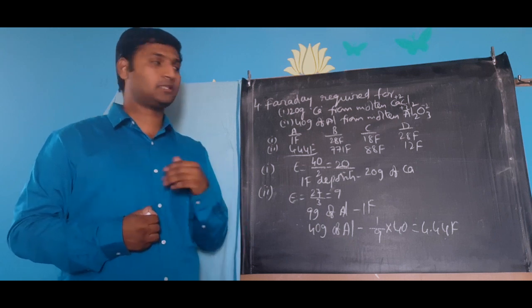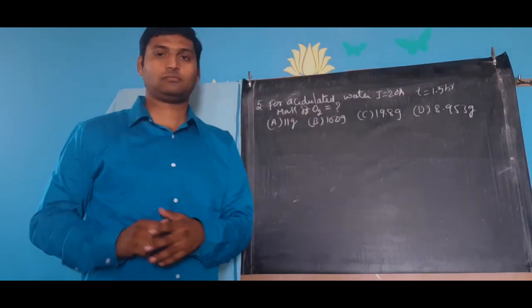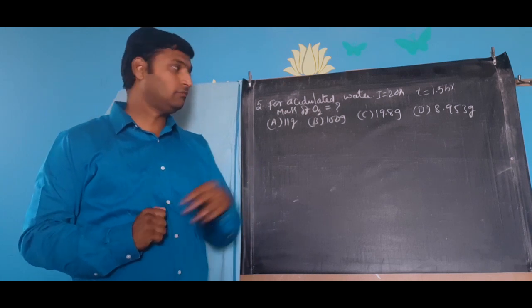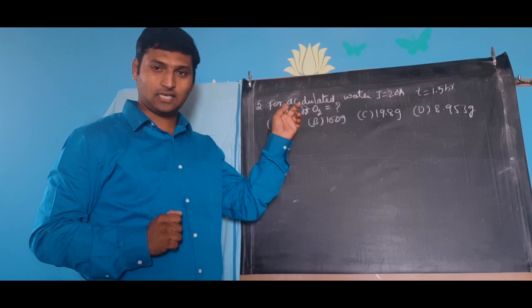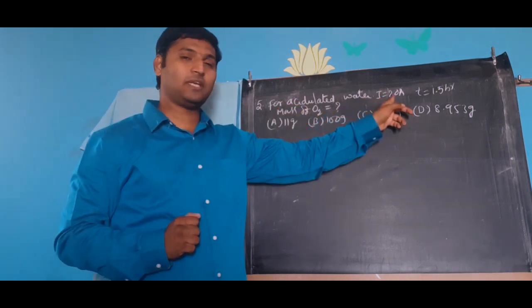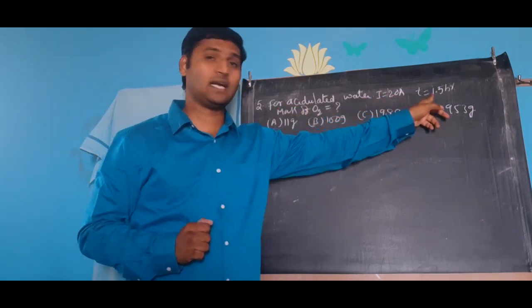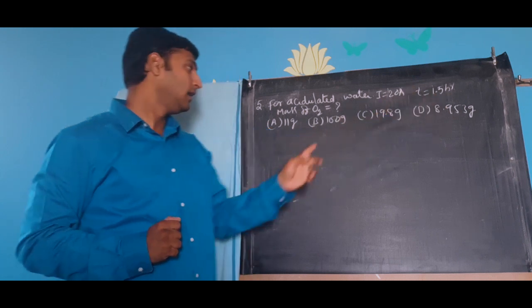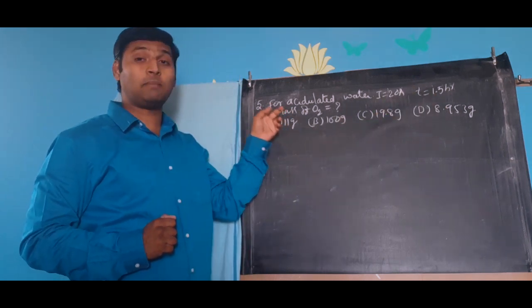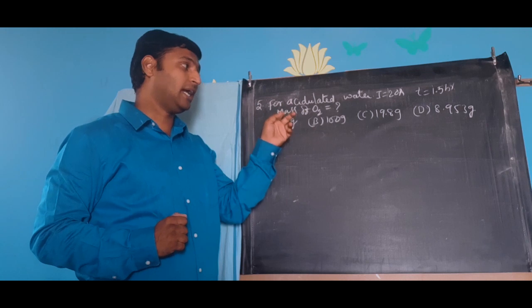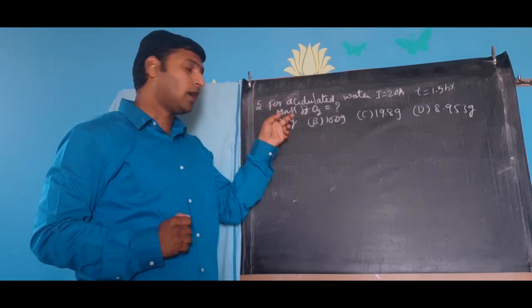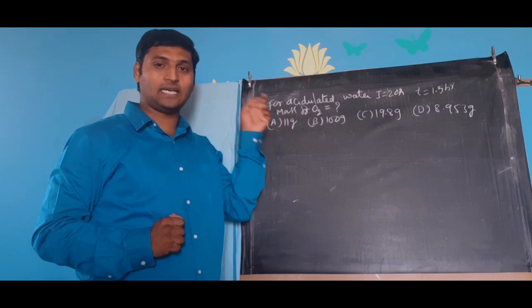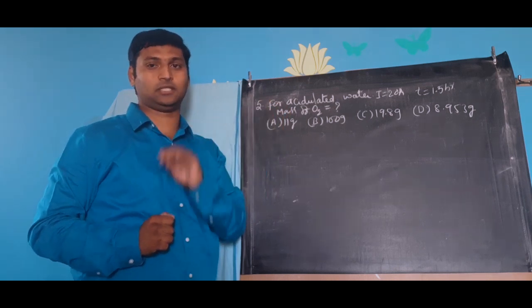Okay. Let us proceed to question number 5. In question number 5, he is talking about electrolysis of acidulated water. 20 amperes of current is passed for 1.5 hours. Then what mass of oxygen will be liberated at the anode? You know very well, oxygen is formed at the anode. So what mass of oxygen will be liberated at the anode is the question.